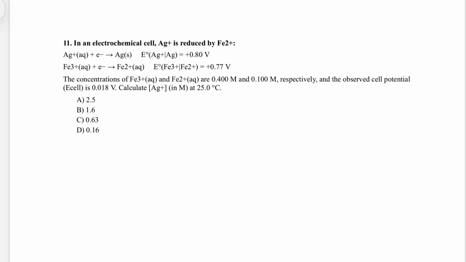Okay, question 11. In an electrochemical cell, Ag plus is reduced by Fe2 plus. They give us the concentrations of both iron species, and the observed cell potential is 0.018 volts. Calculate concentration of Ag plus at 25 degrees Celsius.